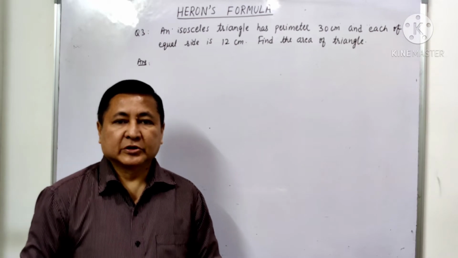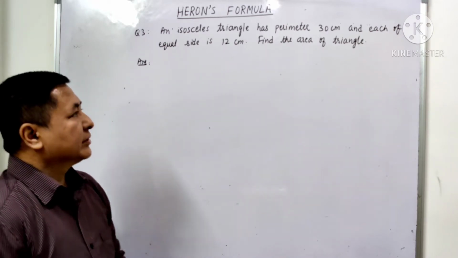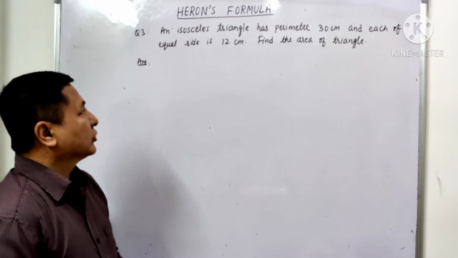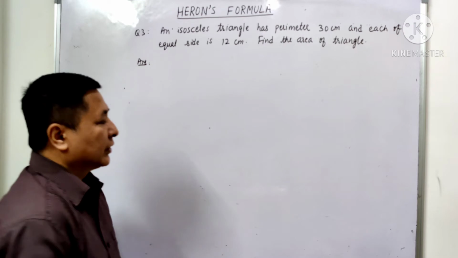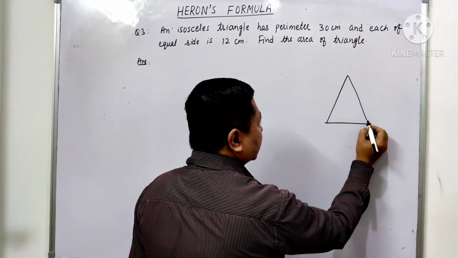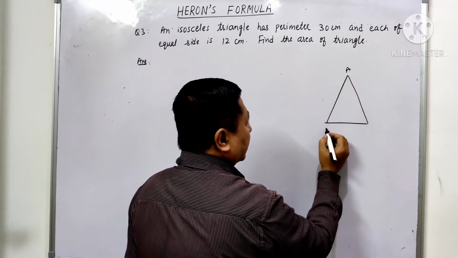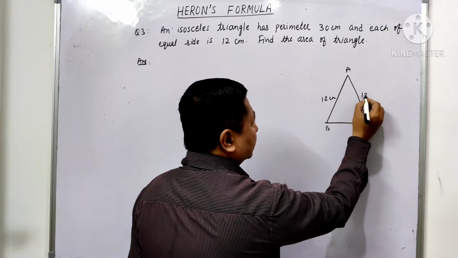Now let us solve the third question based on Heron's formula. An isosceles triangle has perimeter 30 centimeter and each of the equal sides is 12 centimeter. Find the area of the triangle. Now we know an isosceles triangle has two sides equal. So this is the isosceles triangle I have made, in which the equal sides are 12 centimeter and 12 centimeter.